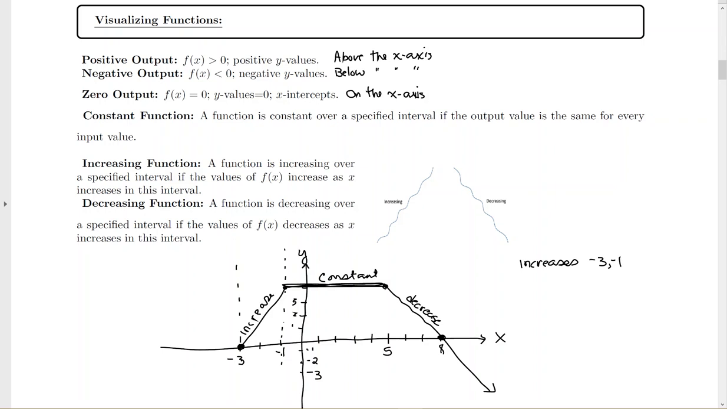Now I know there's a solid dot here, but at the point -3, we're going to say it's not increasing or decreasing. So we're going to be using parentheses. And then it goes constant. All right, so again, we're looking at the x-axis starting at -1 all the way over to 5. So starting at -1, finishing it off at 5. So again, parentheses, because it can't be both increasing and constant.